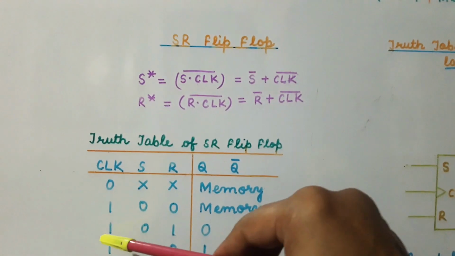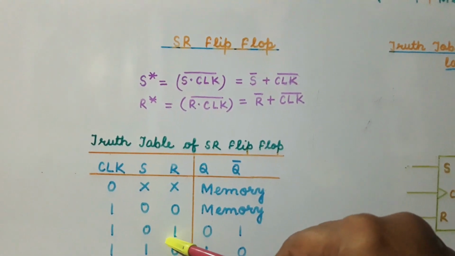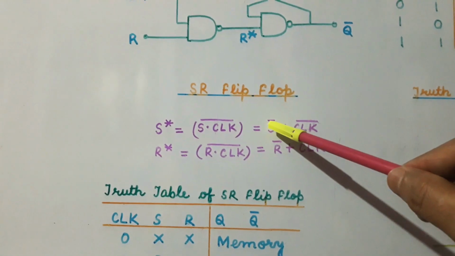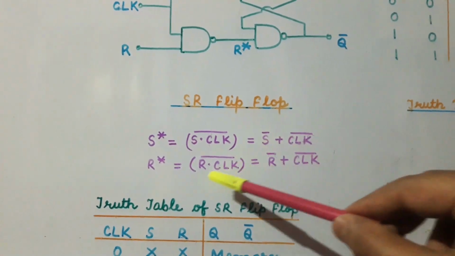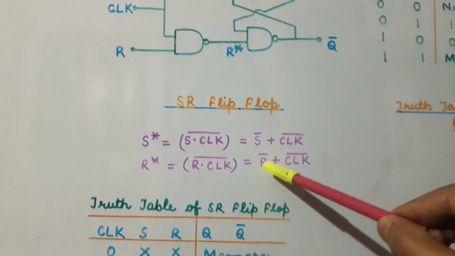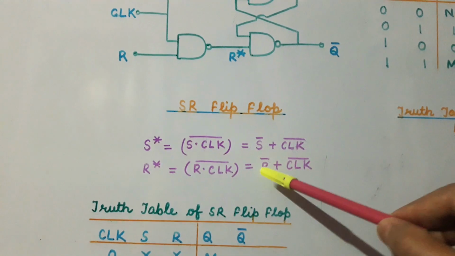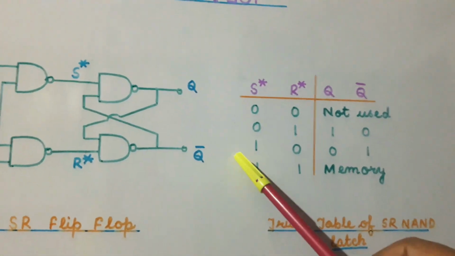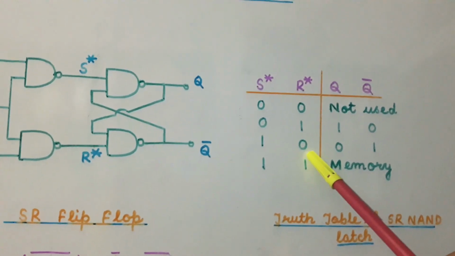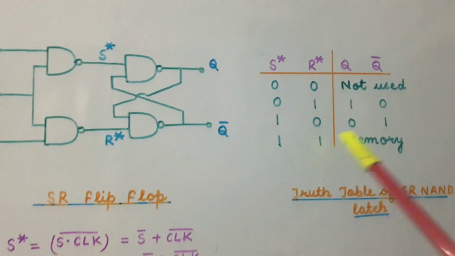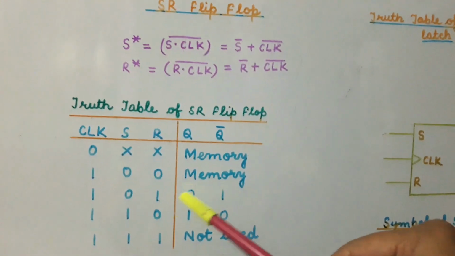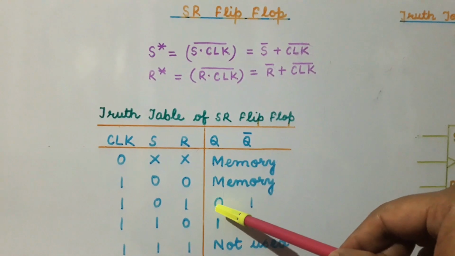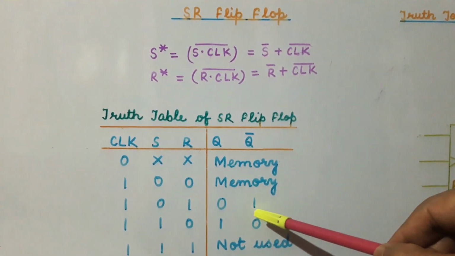Now, suppose that the clock is high and the value of S is 0 and the value of R is 1, then in this case the value of S star will be equal to 1 and the value of R star will be equal to R bar, that is 0. So, from the truth table, when the value of S star is 1 and R star is 0, we get the output as 0 and 1.